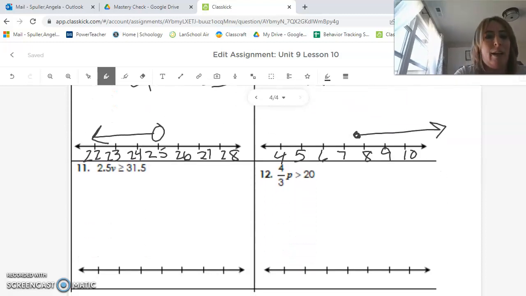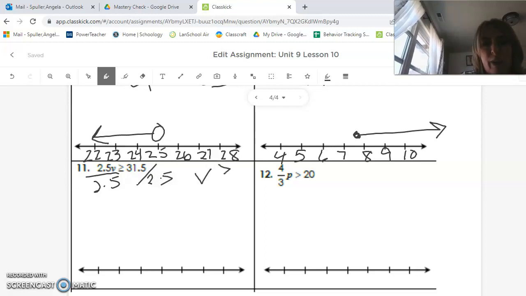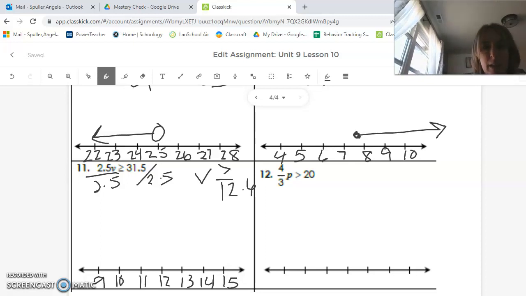All right, here we're dividing by 2.5. So v is greater than or equal to 12.6. So again, whole numbers, 12, 13, 14, 15, 11, 10, 9. 12.6 is past it. It's going to be a closed circle, greater than.